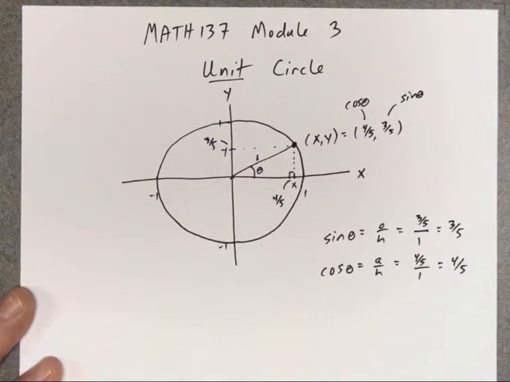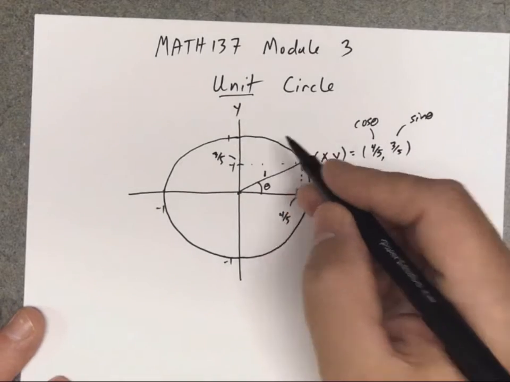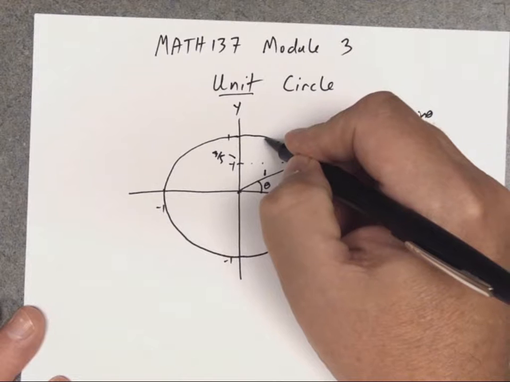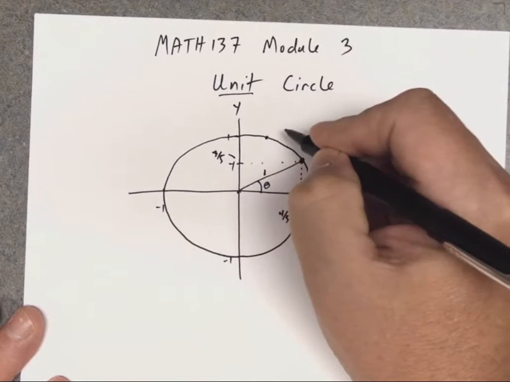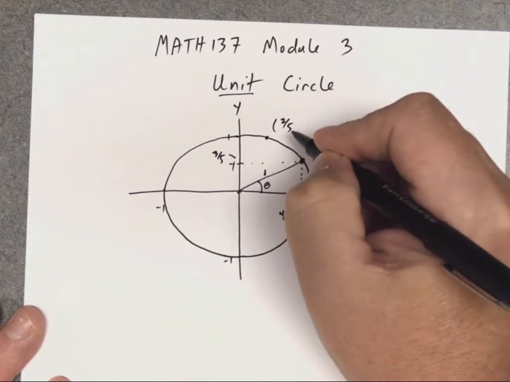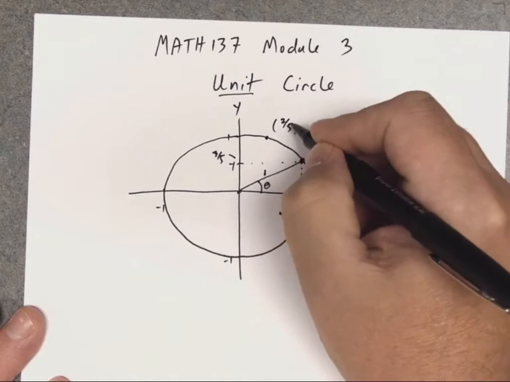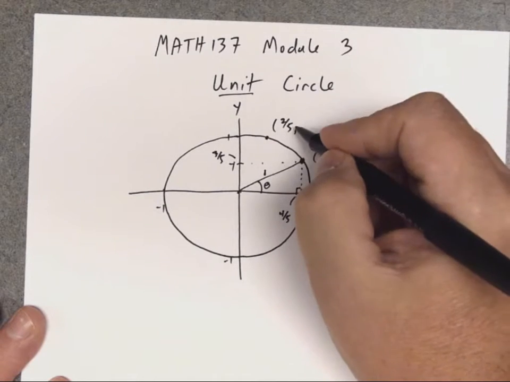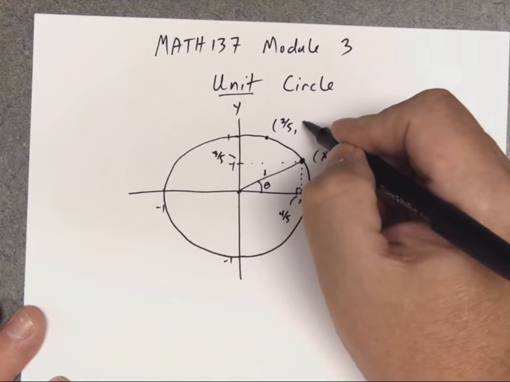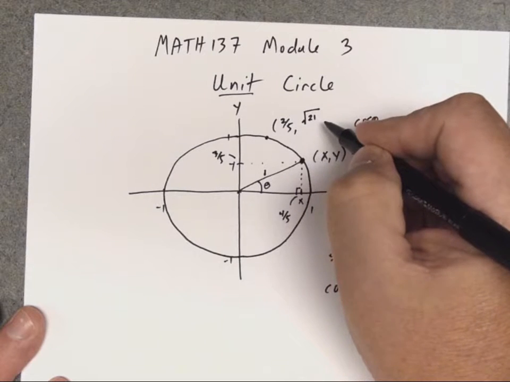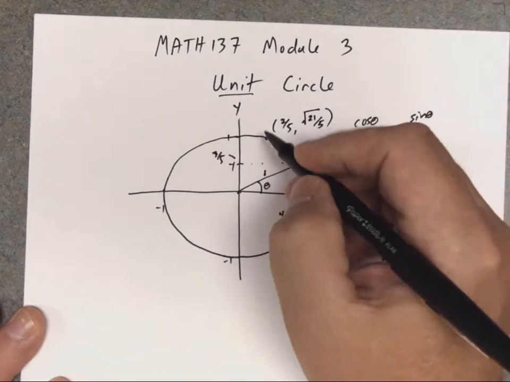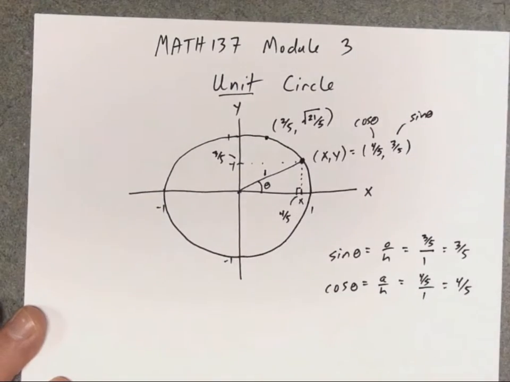For example, let's do another one. Maybe I'll try to do it on the same circle. Here's another point. I'm going to choose this point right here. I did this beforehand, so it turns out the x of this point is 2/5, which is like 0.4, so that's about right. And the value of y turns out to be square root of 21 over 5. So here's another point on this unit circle.